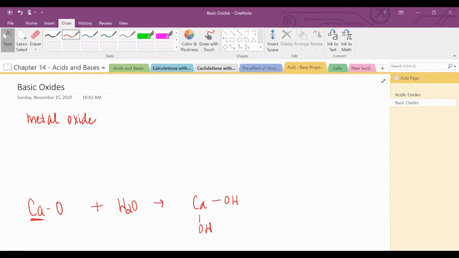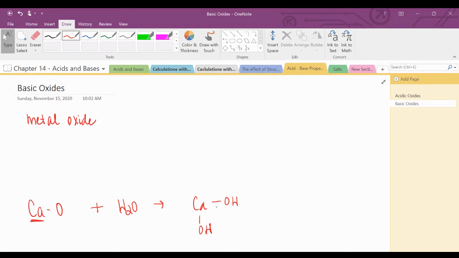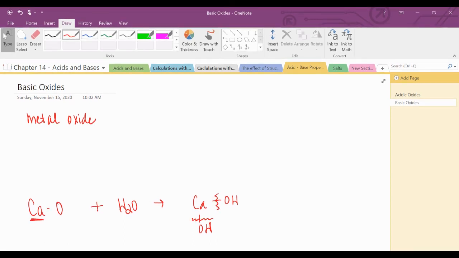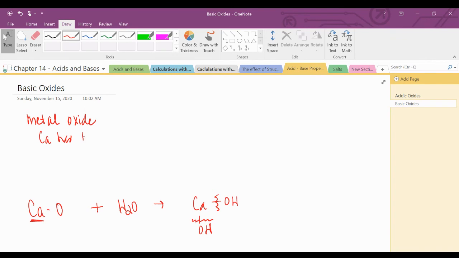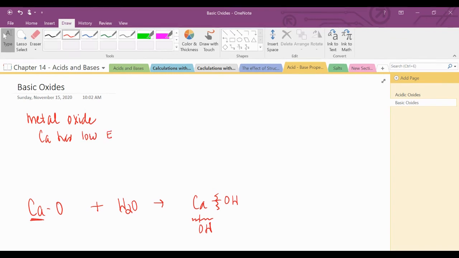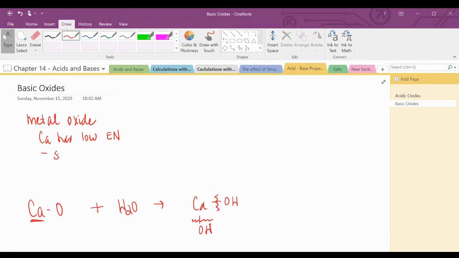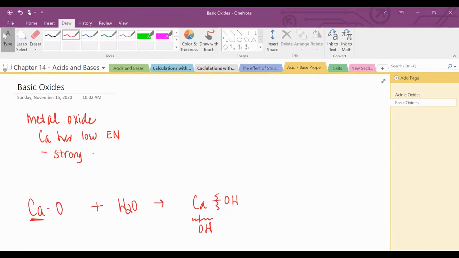Now, if this is a base, then what's going to break off are hydroxide ions, not hydrogen ions. So let's talk about what happens here. The central atom here is calcium, and this has a low electronegativity. So this means that it's going to keep that bond between oxygen and hydrogen strong. And so what's going to dissociate here is the calcium-oxygen bond, releasing OH.